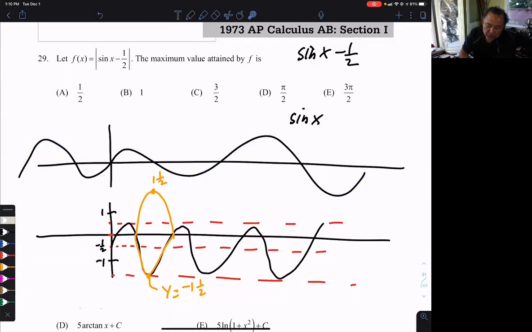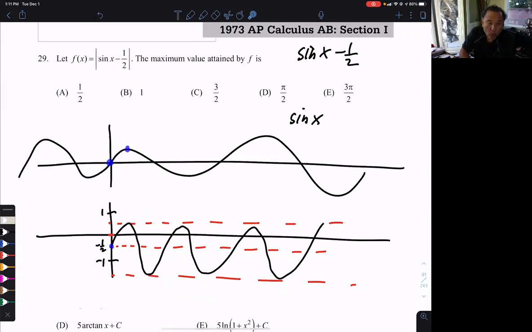So what happens when you do -1/2? Well, if you take this function and subtract 1/2, everything's going to move down 1/2. So let me erase this yellow stuff with the gold. So your maximum points, okay, so this 0 here is going to move down 1/2. So that crossing point will be at -1/2.